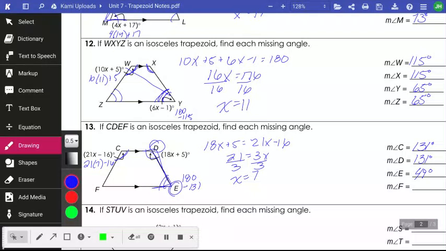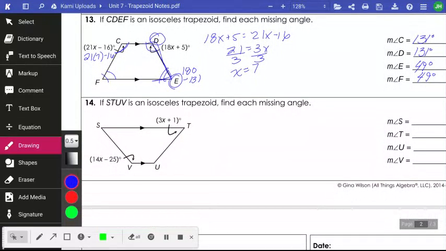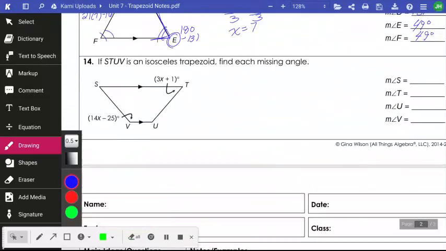Angle F and angle E have to be the same measure, so it's also 49 degrees. Again, these rules that we're using only work for isosceles trapezoids. Otherwise, you only have consecutive angles adding to 180. That's all you would have between the parallel lines. All right, find each missing angle. Again, last one that we're going to do for today, and then tomorrow we will finish up into the mid-segment.